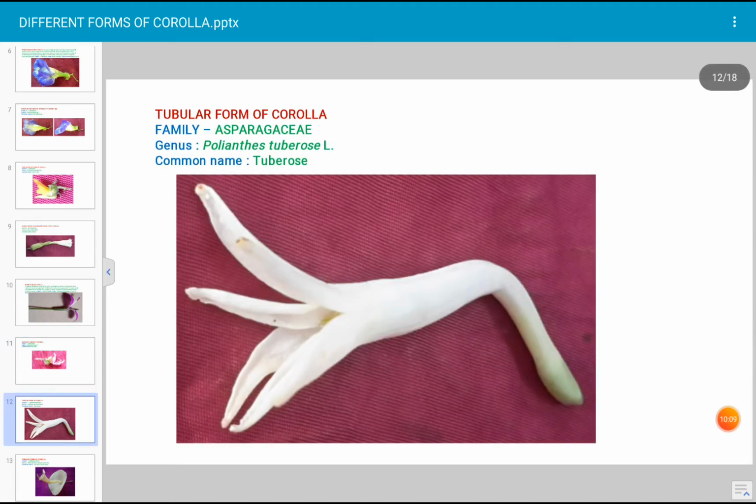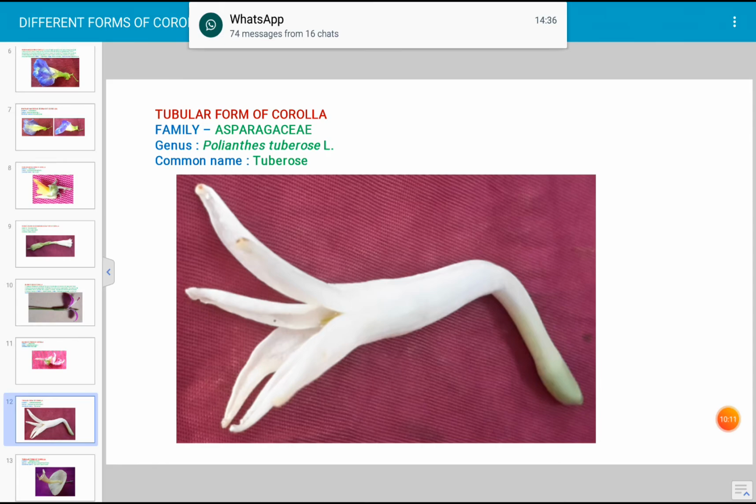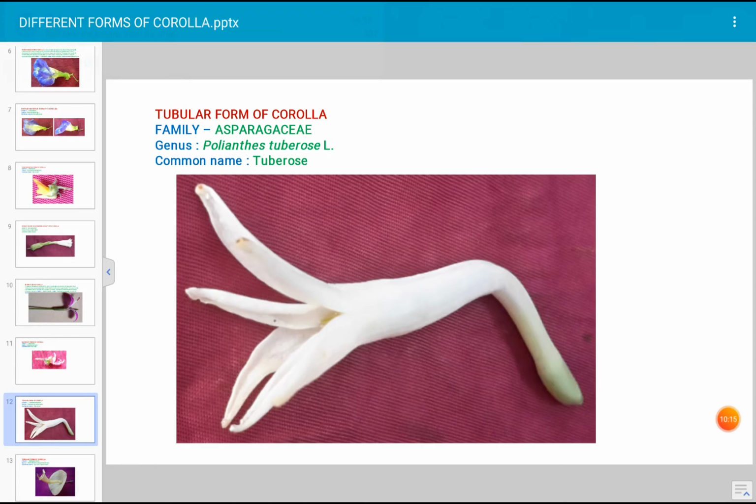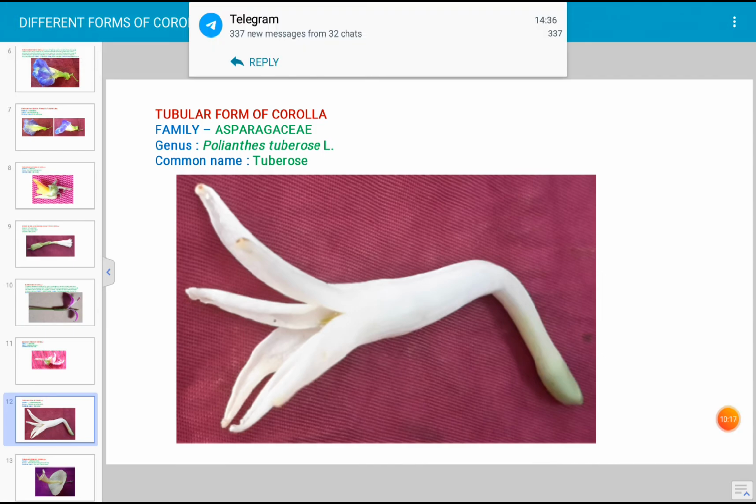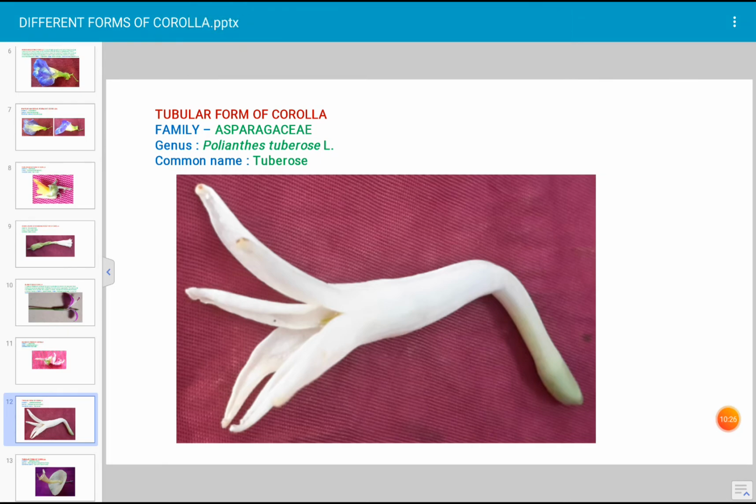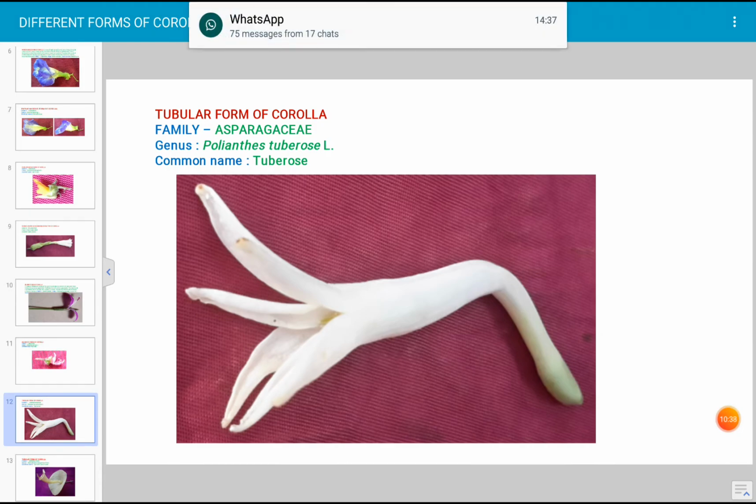Next, tubular form of corolla. Tubular form, tube-like corolla, it occurs in family Asparagaceae. We have shown that it is a tuberose. It is a very common plant. It is an ornamental plant, and the flowers are grown. The plant is grown as a commercial crop by farmers, and its botanical name is Polianthes tuberosa.